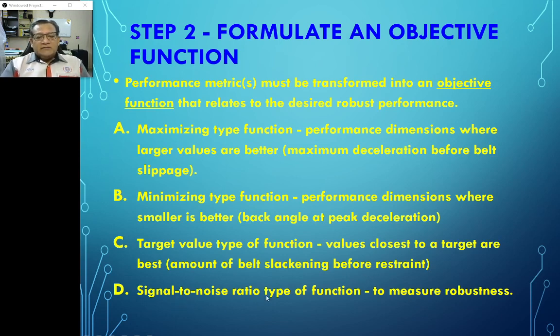Or you have a type function of signal to noise ratio. This is one important way to measure robustness. So you have to decide what kind of objective function you want to achieve. And in this case of Ford back passenger seat belt testing, they want to achieve type function B, which is to minimize the back angle.